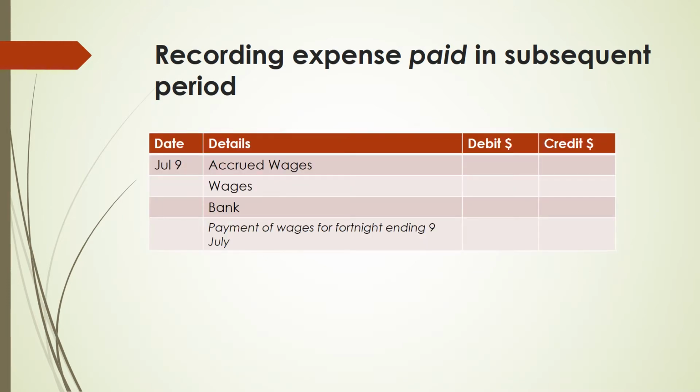On the 9th of July, we start off by crediting the bank account for the amount of $1,260. This is the total amount that is paid to the employee. Out of the $1,260, $450 is debited to the accrued wages account because this relates to the wages incurred in the prior period. The balance of $810 is debited to the wages expense account because this relates to the wages expense for the current period.